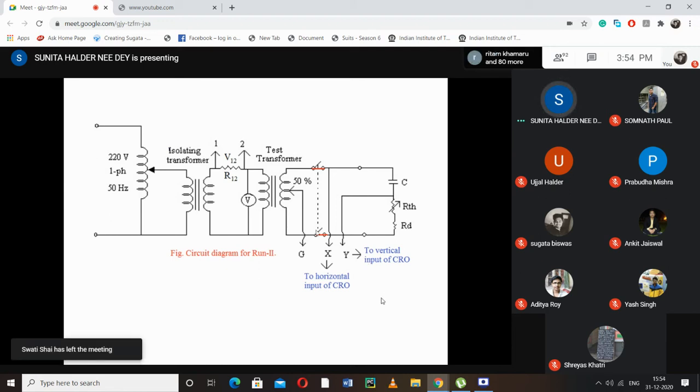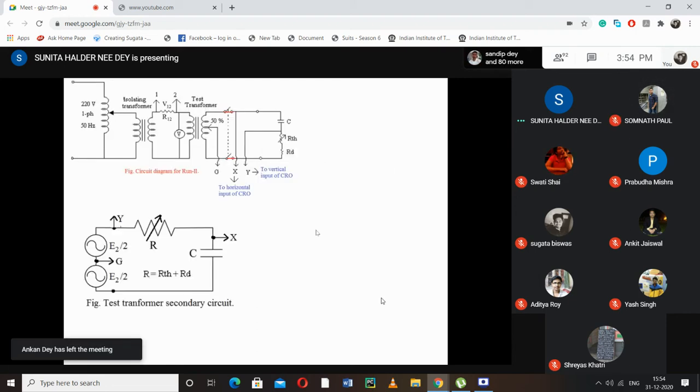Shall I proceed? Yes, ma'am. Then this is the circuit diagram of run 2 that I have already explained. Now actually what is happening? This is actually a series RC circuit. Why, I think this C.